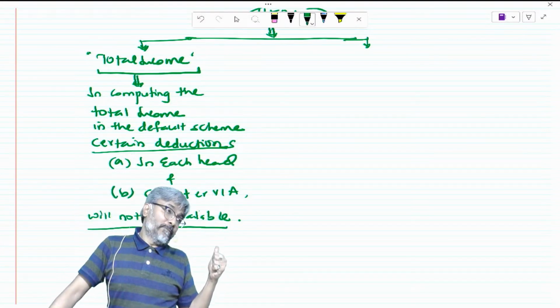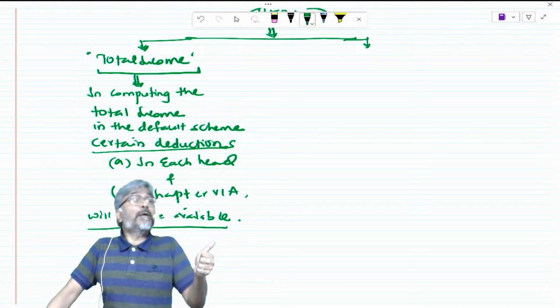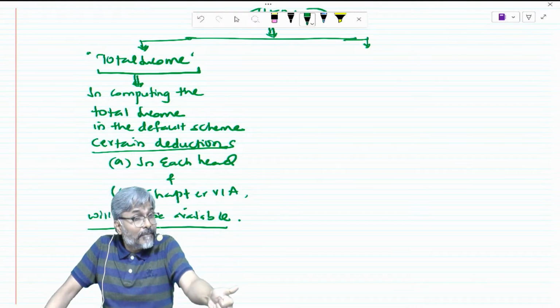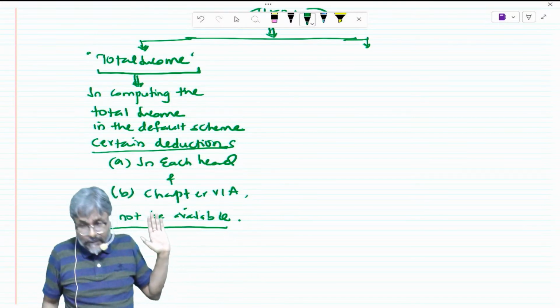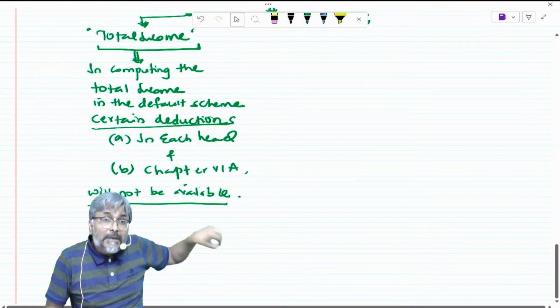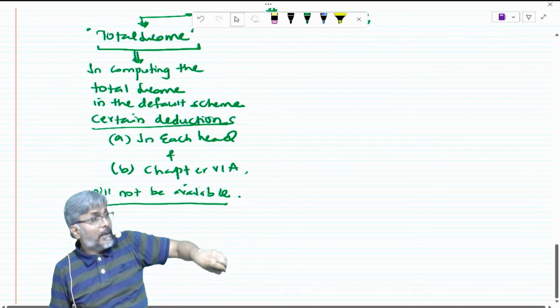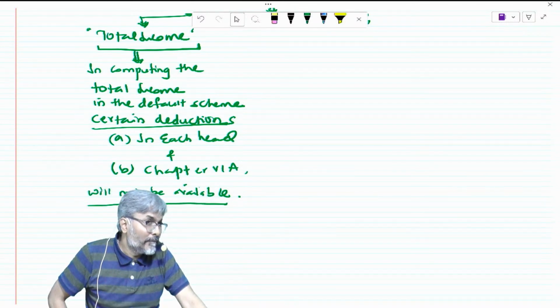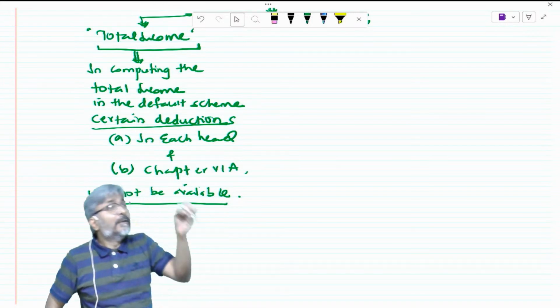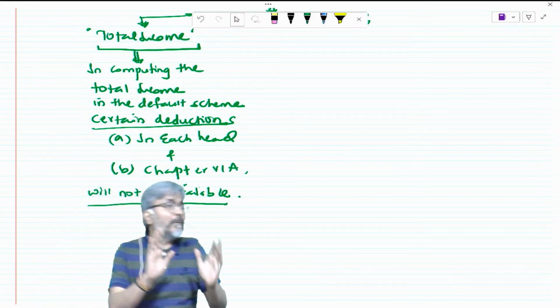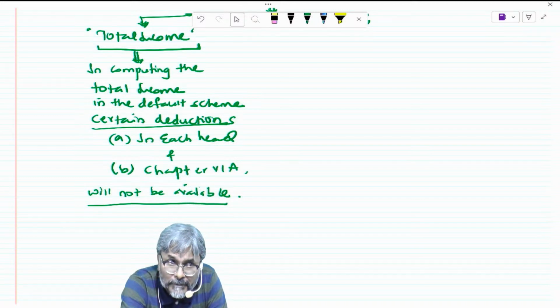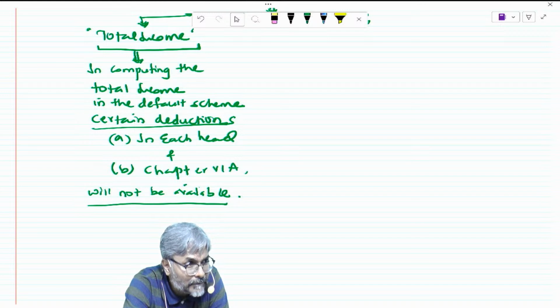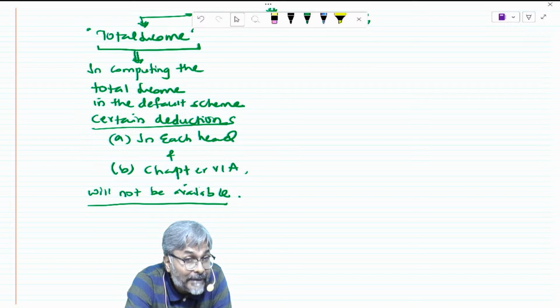The default scheme. Under which section? 115BAC. And if 115BAC is available, then what did I tell you, students? That some deductions in each head will not be available to me. At the same time, in Chapter 6A, it will not be available to me. Then you will ask, sir, then what was the use of learning that section, when it is not available? Why did we learn it? What is the answer?